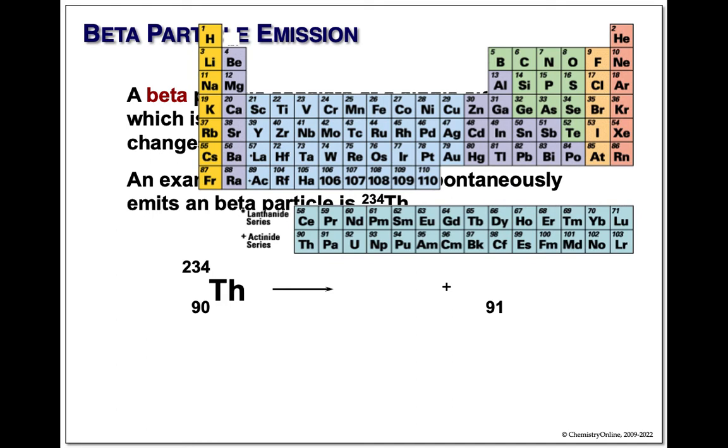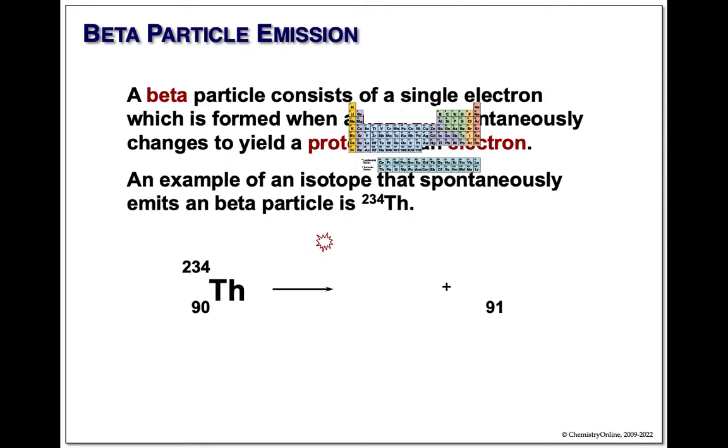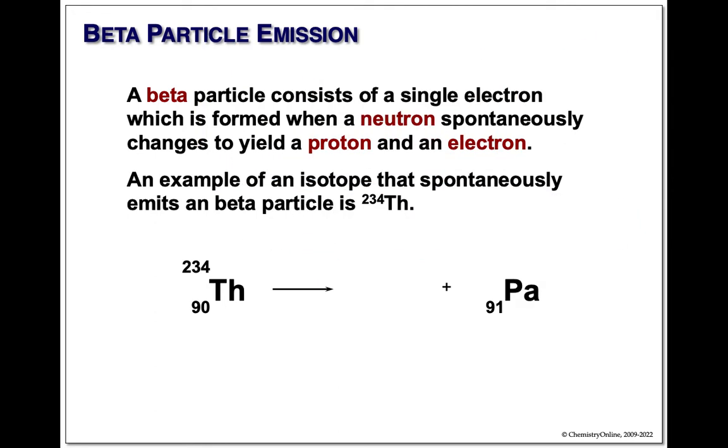We look at our periodic table. 91. There it is, Pa. Not Pennsylvania, protactinium. Okay? So this is protactinium, symbol Pa. Now, the mass number, because the neutron converted to a proton, it hasn't changed. So we're still at 234.